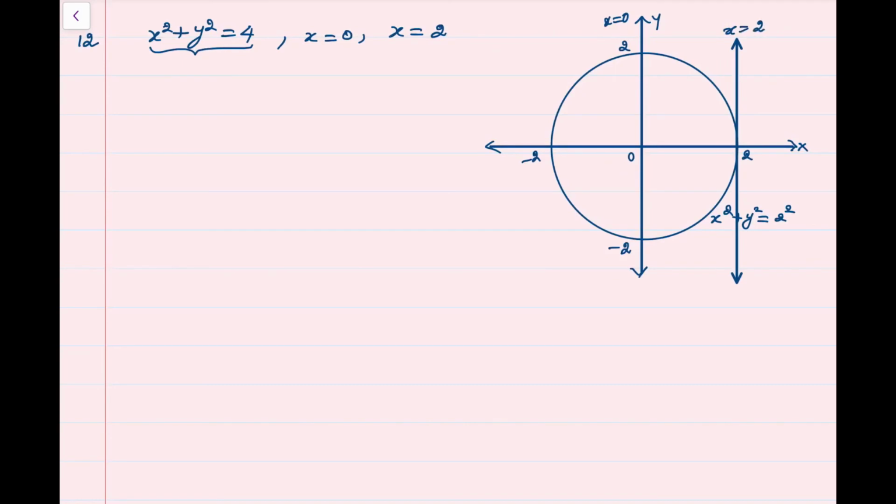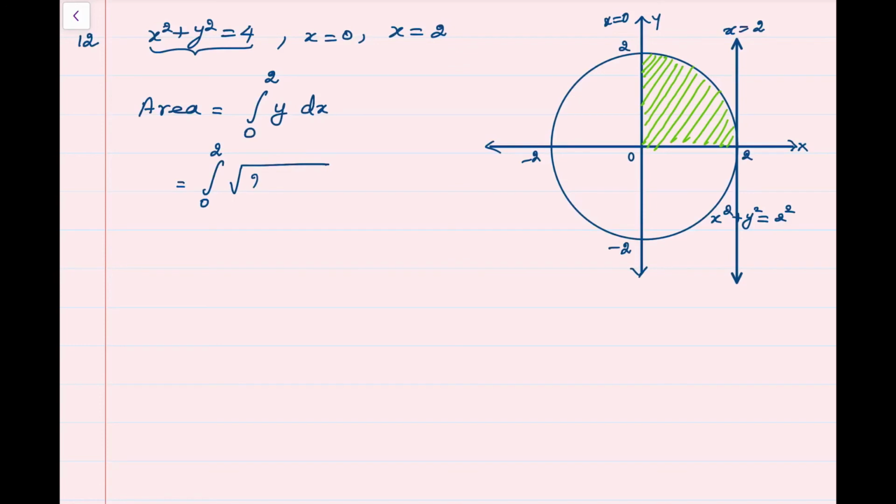We have to find the area in the first quadrant bounded by the circle and these lines. Let us shade the region. This is the area to be calculated. Here we can do with respect to x-axis or with respect to y-axis. Let us do with respect to x. Therefore, area is integral y dx and the limits for x variable are 0 to 2. Therefore, integral 0 to 2 of y from the circle equation is root of 2 square minus x square dx.